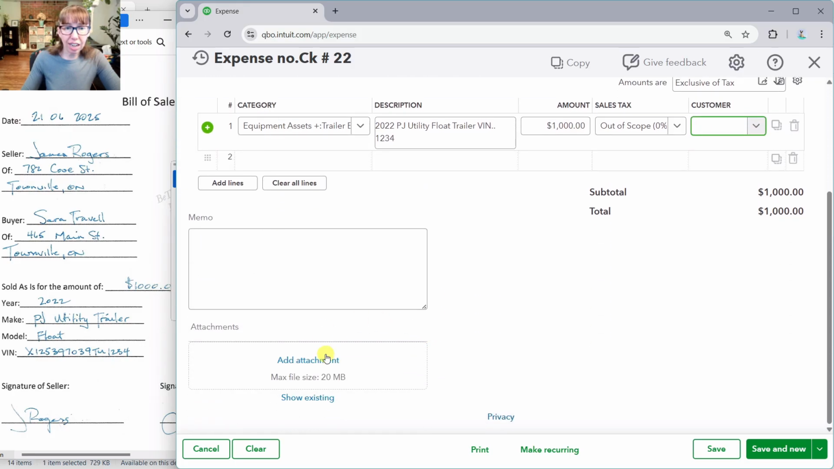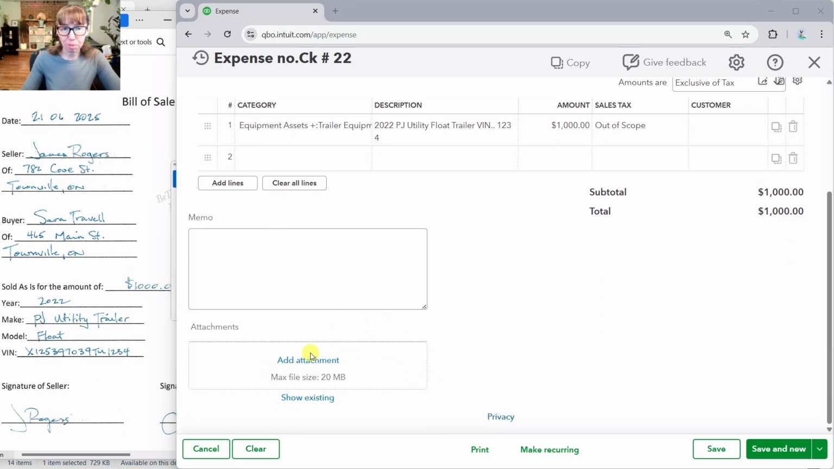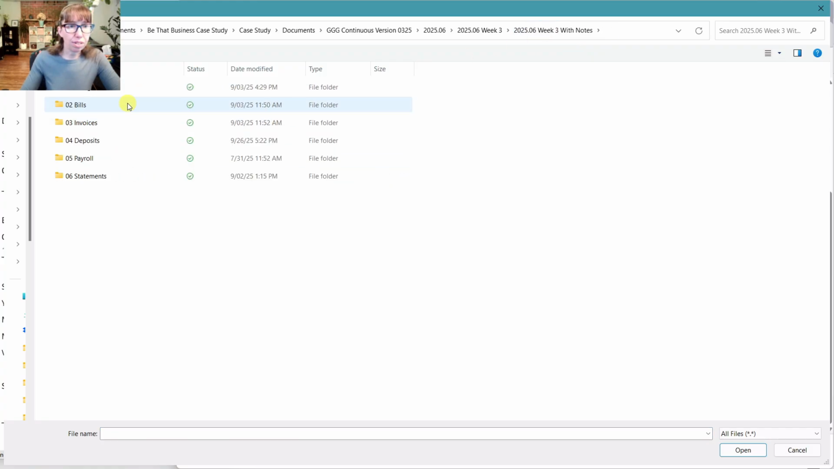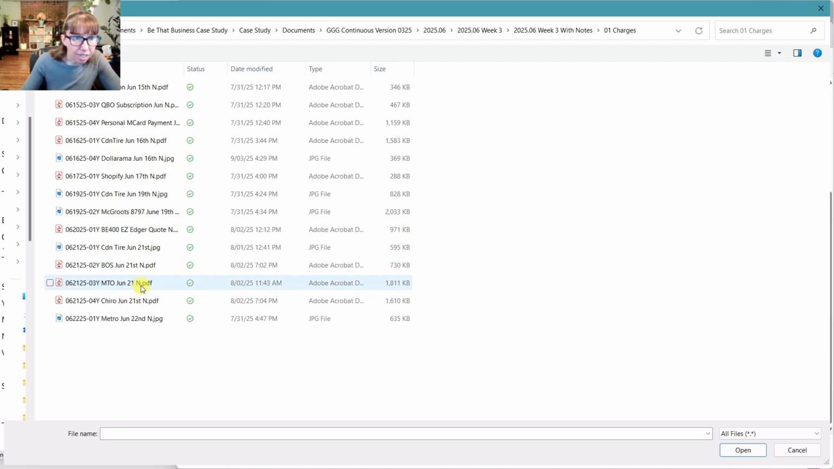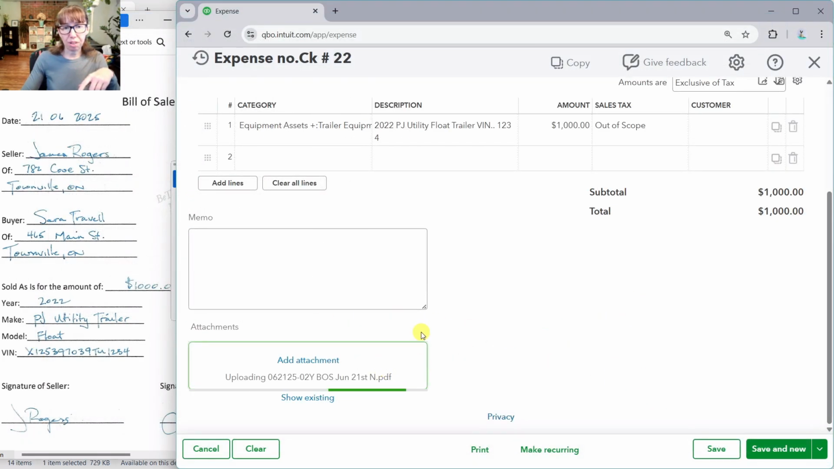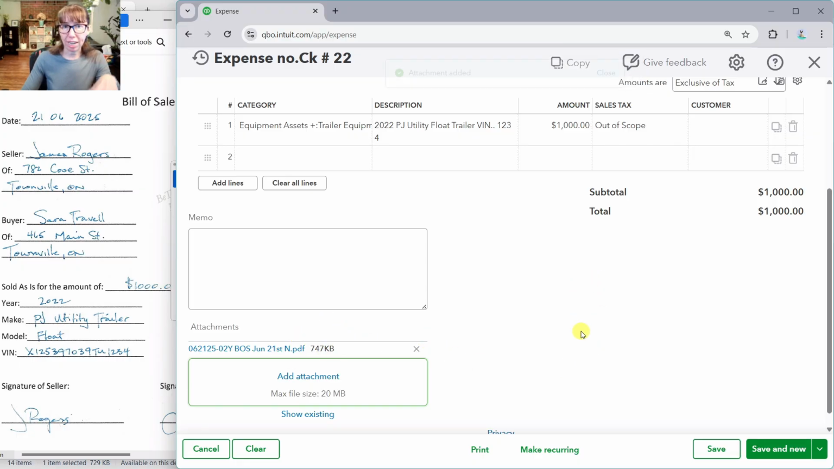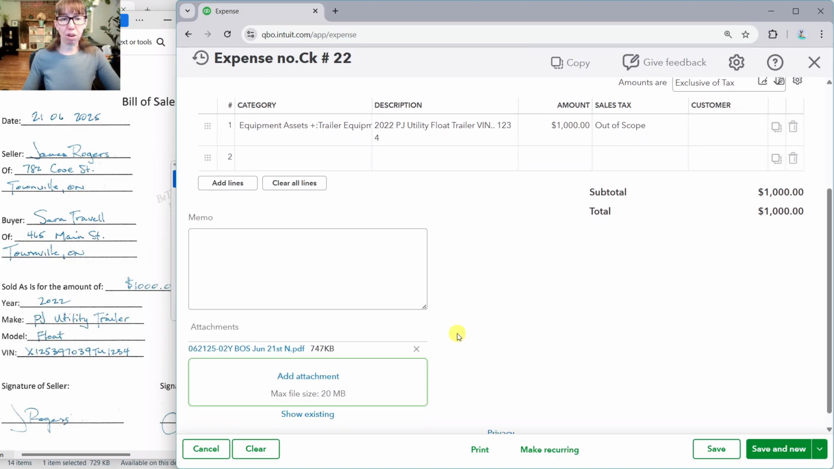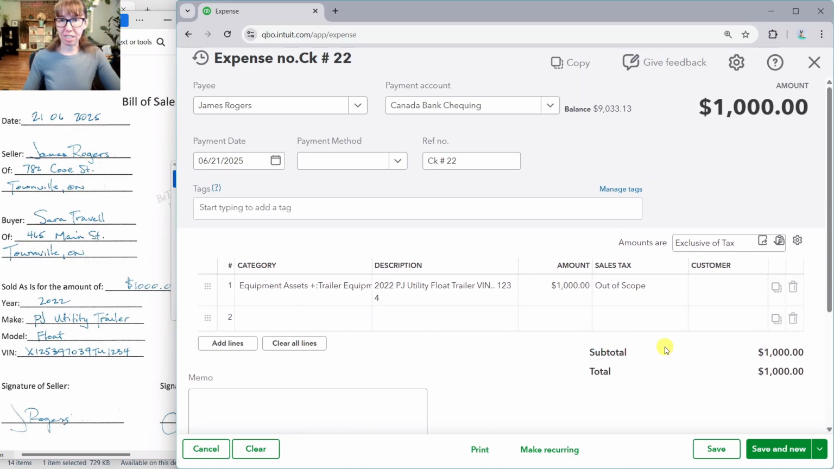And also another thing I like to do is to add the attachment whenever an asset is purchased. So let's go to week 3 with notes, charges, and here is that bill of sale open. So I like to put the asset purchase paperwork right in it, even though we have the description. The description is going to show up when we look at the general ledger detail listing, and it's good to have the actual source documentation right in there. So we're going to go save and new and take a look at what is next.